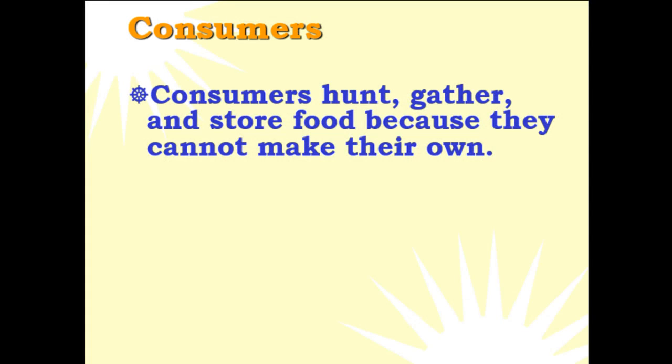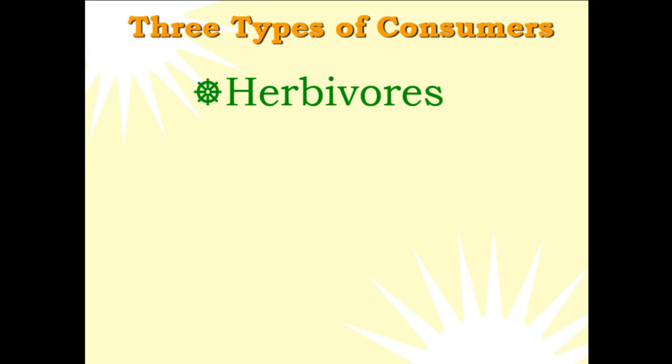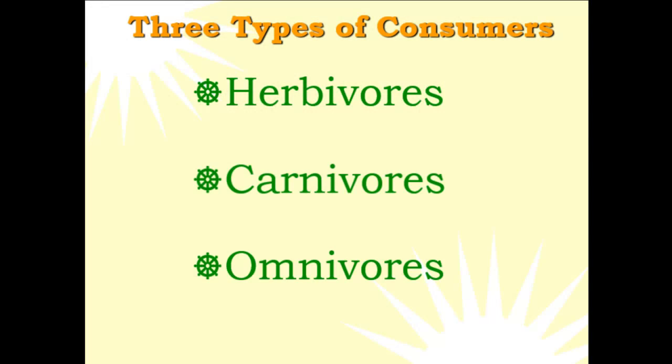Now, consumers fall into a lot of different categories, but to define them, we would say they hunt, gather, and store food because they cannot produce it on their own. They are not autotrophs. So, tiger here is a good example of a consumer. Now, of the three types of consumers, let's just break those down. We have herbivores, we have carnivores, and omnivores. And then we have subcategories within there. I mean, we have some omnivores that feed on only dead things, and those would be, like from your textbook, you would learn those would be scavengers. So we have subcategories in there, but these are the three main types of consumers.